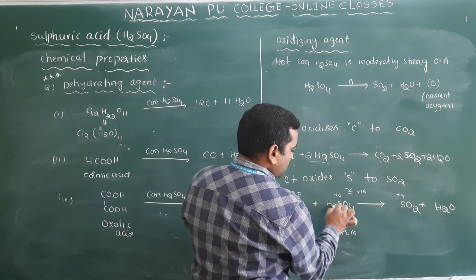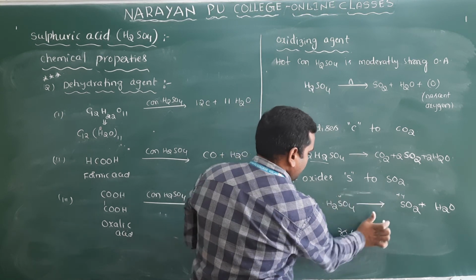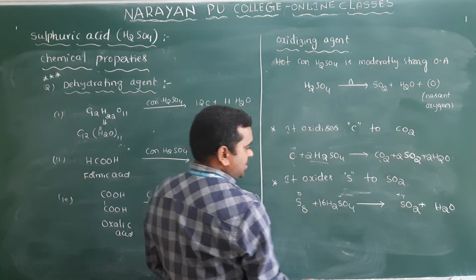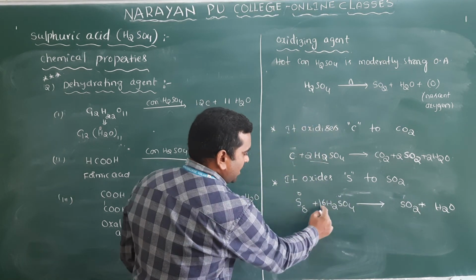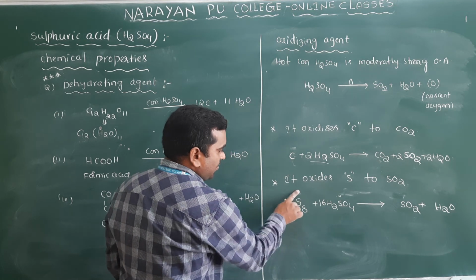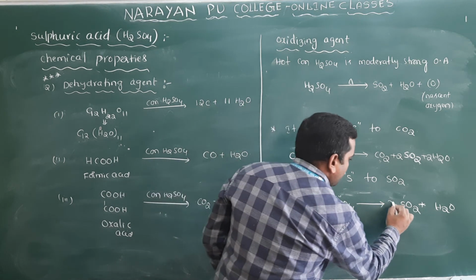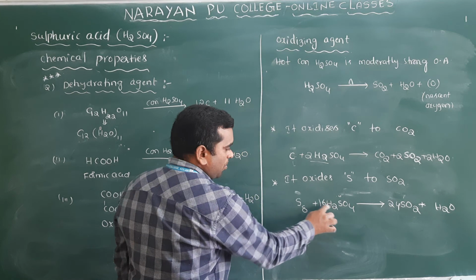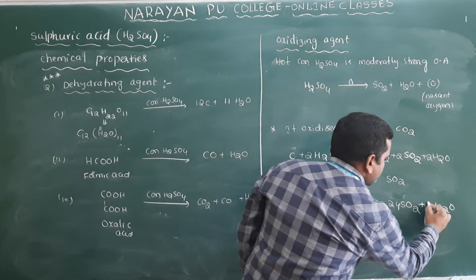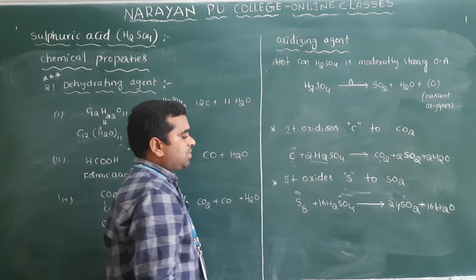So that's why 2 ones are 2, 16s are. So I have to multiply this one with what? 16. That is only. Clear? So multiply this one with the 16. Then how many sulfurs are there here? 16 sulfur and here 8 sulfur. Total how much? 24 sulfurs. So multiply this one with the 24. Then how many hydrogens are there? 32. So multiply this one with the 16.